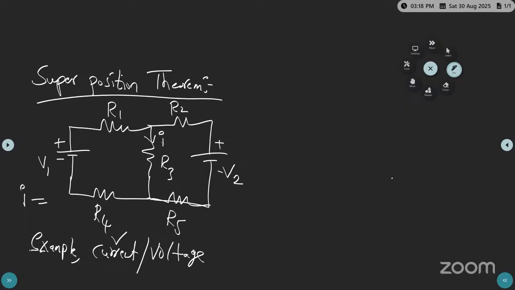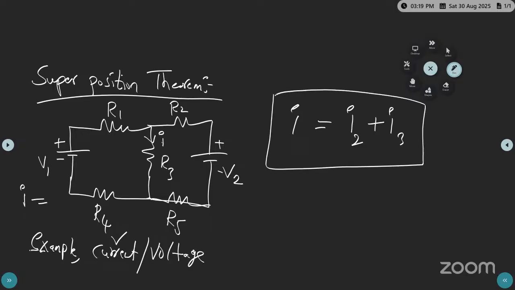Right. Okay. Now what is the meaning here? Just have written one thing. In any linear bilateral network consisting of two or more sources, the response in any element, for example the current in R3, is equal to the algebraic summation of the response in the same element when we consider individual source by keeping all other sources inactive. So this is the statement converted into formula.